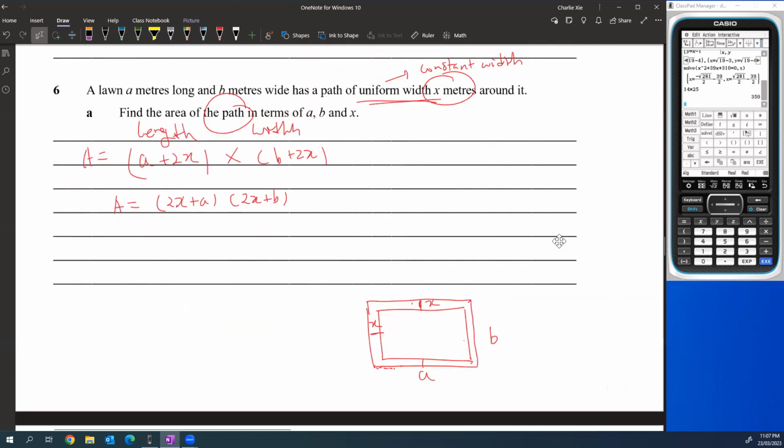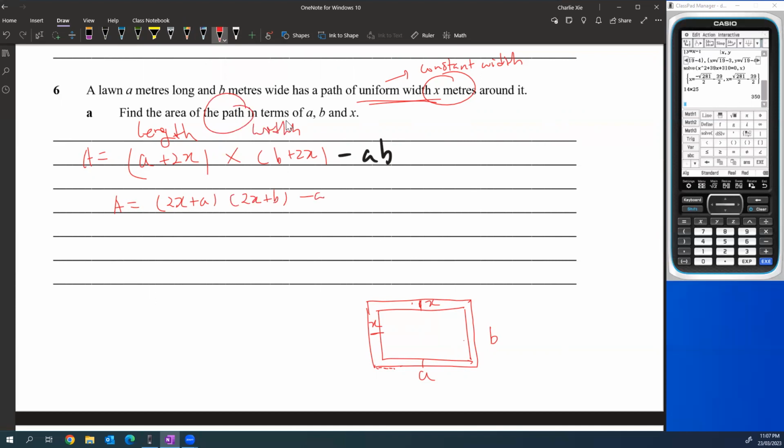Let's read the question again. A meters long and x meters around it. Area of the path in terms. Oh, sorry. I realized something I forgot. This is the area of these, including the lawn. We need to take out the area of the lawn. That's something we should know.